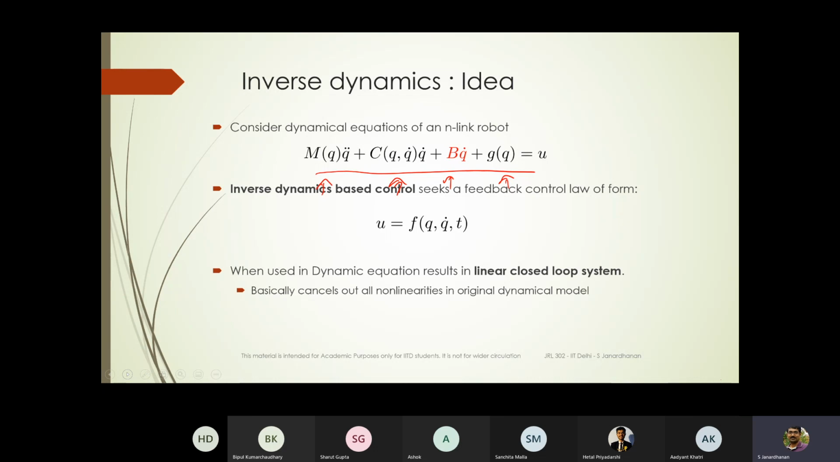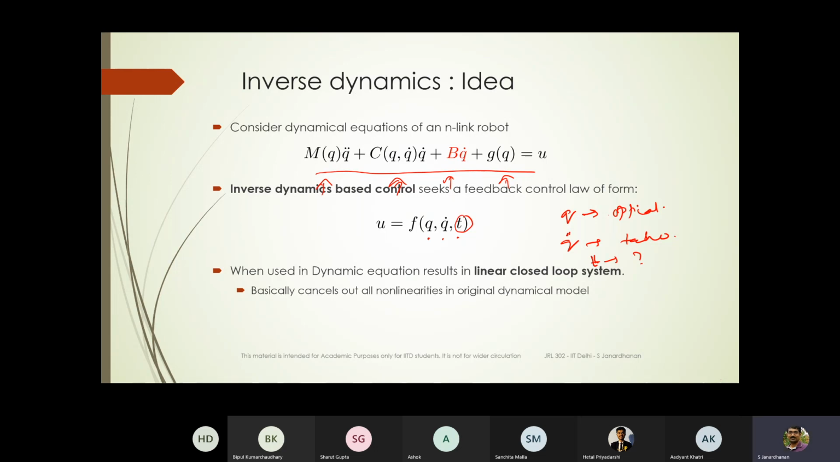Now in the inverse dynamics based control, as we said, we are trying to seek a feedback control that is a function of q, q dot and time, because all these variables are measurable. That is, I can measure q from optical sensors. Optical sensors can be used to sense the joint position. Tachometers can be used to sense the joint velocity. It's not very easy to measure joint acceleration, so we don't try to put any sensor for that. And of course, time may be measurable.